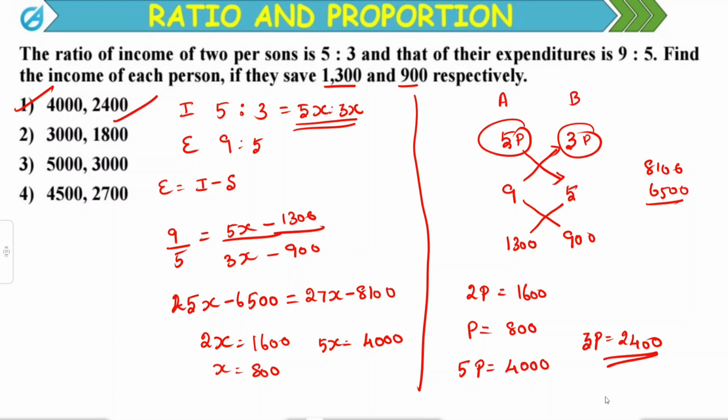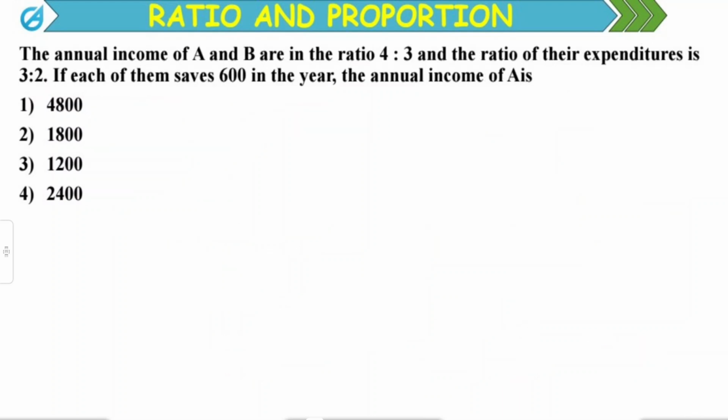Okay, fine. So next one. See here, the annual incomes of A and B are in the ratio 4 is to 3, and the ratio of their expenditure is 3 is to 2. If each of them saves 600 in the year, the annual income of A is?